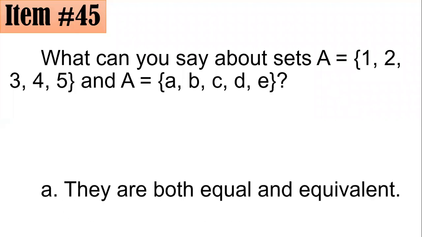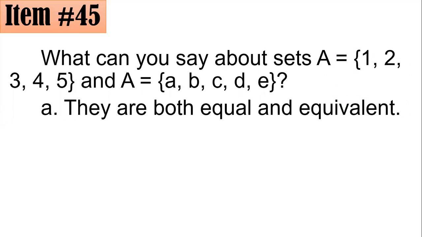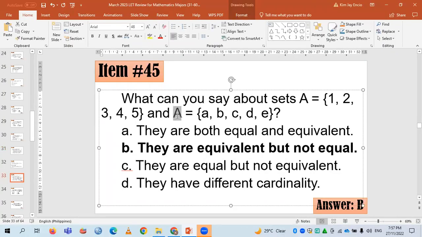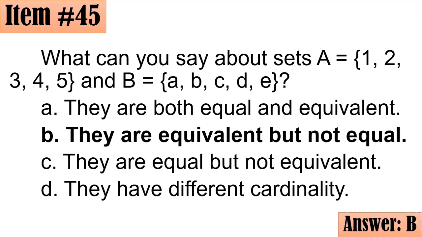So you could see clearly, no, na parehas silang may 5 elements, pero hindi equal yung kanilang elements. The fact na meron silang 5 elements each, they are equivalent. But the fact also na yung kanilang elements ay magkakaiba, therefore hindi sila equal. Hence, they are equivalent but not equal, letter B. Okay, thank you po to everyone who gave us the rationalization or their explanation of the item. That's well appreciated po.